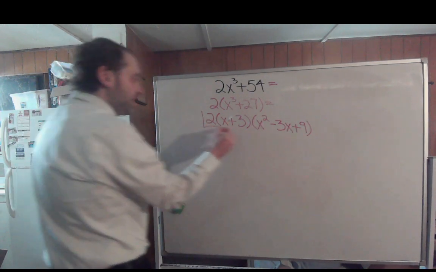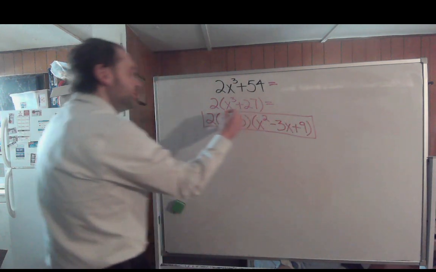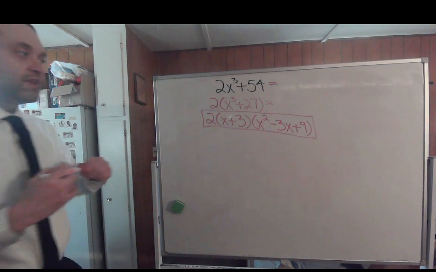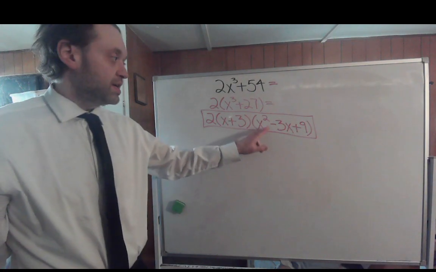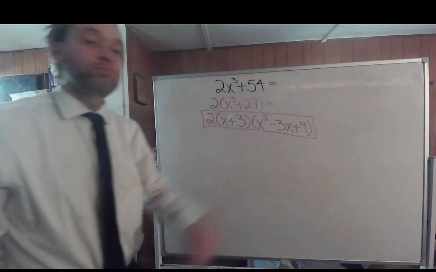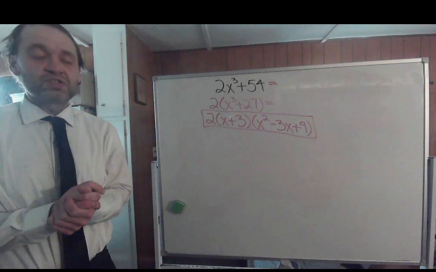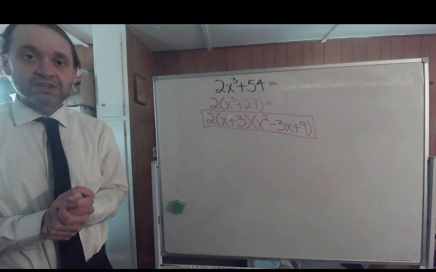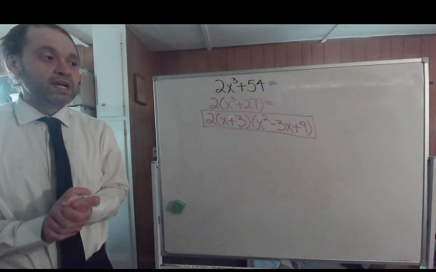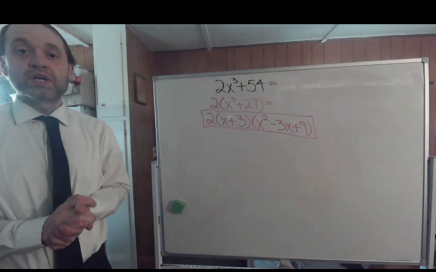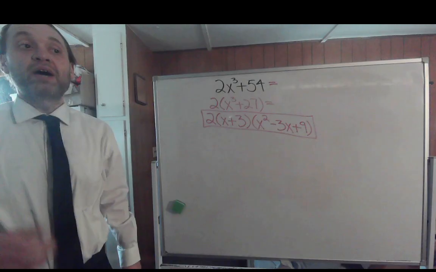So the complete factorization would end up being 2 times the quantity of x plus 3 times the quantity of x squared minus 3x plus 9. So as you see, sum and difference of cubes almost work the same, and they really aren't that hard. Not at all. Now the next lesson we are going to talk about factoring by grouping.